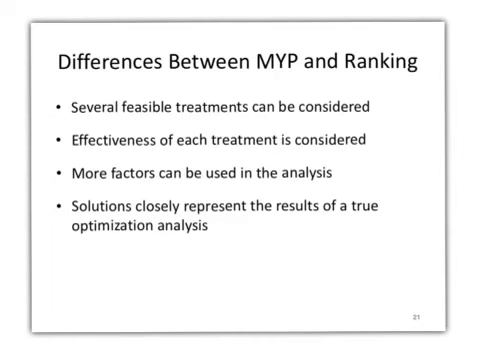Also, we need to consider that more factors can be used in this analysis. These factors, such as traffic levels, can also be considered, and that's why we multiply the area by a traffic factor, to have a fair comparison between two different pavement sections that have two different traffic volumes. And eventually we're going to come up with solutions. Those solutions are going to closely represent the result of a true optimization analysis.